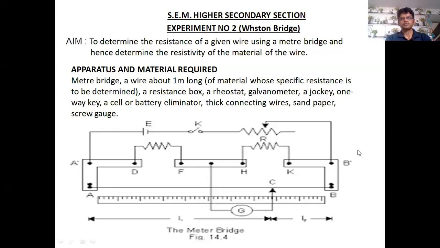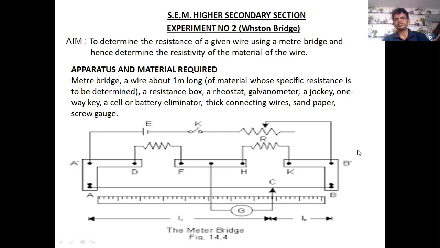Now first, the Wheatstone bridge. This bridge has four resistances, of which three are known and one is unknown. So friends, with the help of three known resistance values, we find the value of the one unknown resistance.